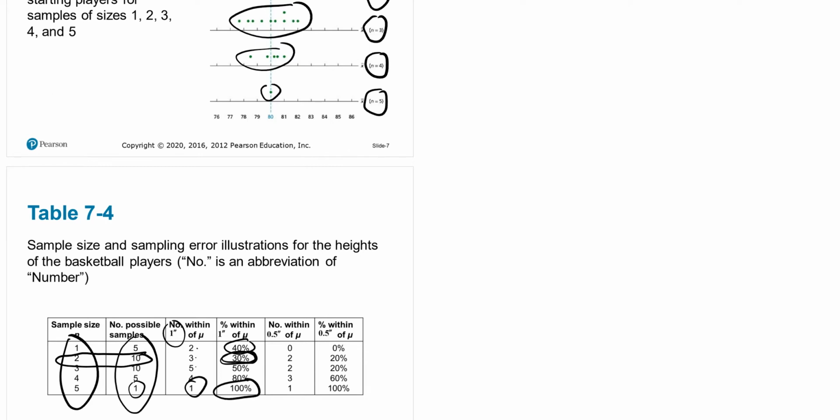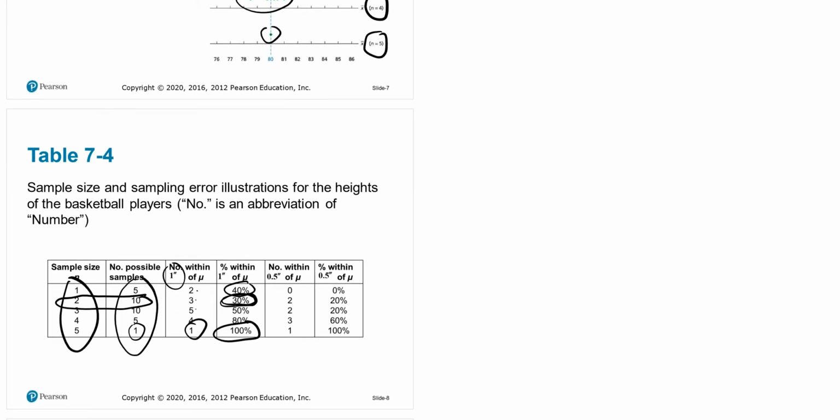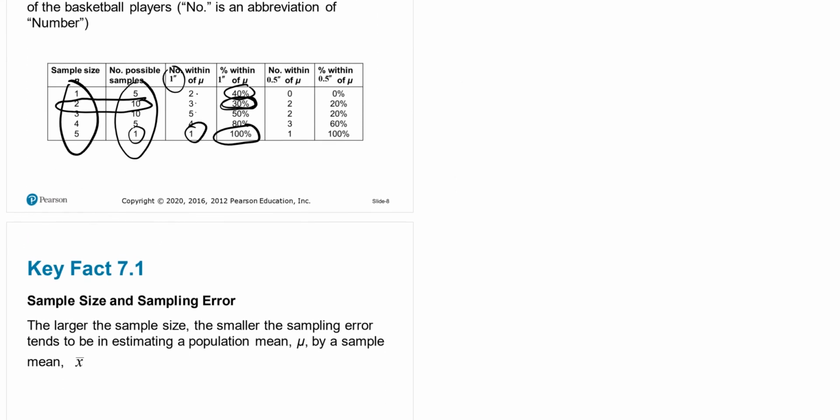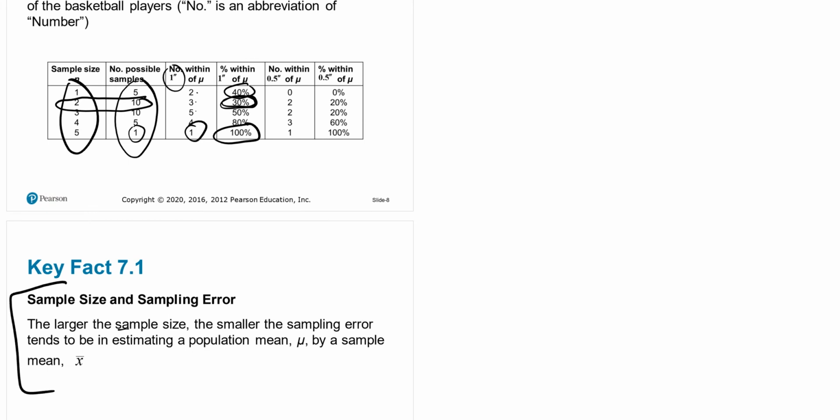So here they just tried within 1 inch or 2 inches or no inches. But you see, this is the main result here: the larger the sample size, the smaller the sampling error tends to be when it comes to estimating a population mean by using the sample mean. That's what this section is about.